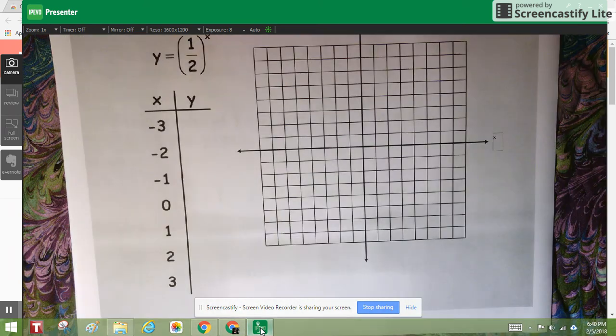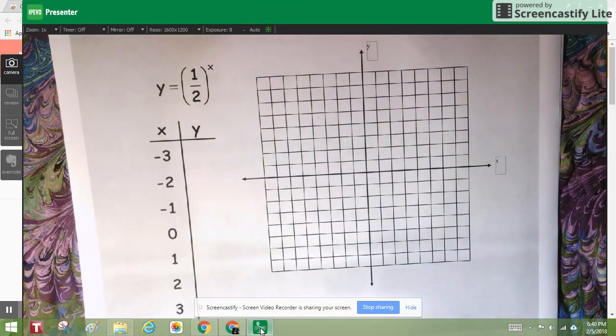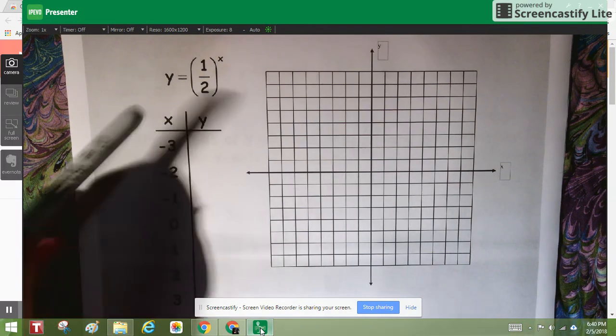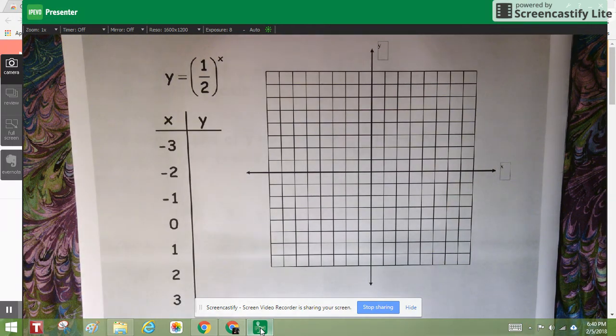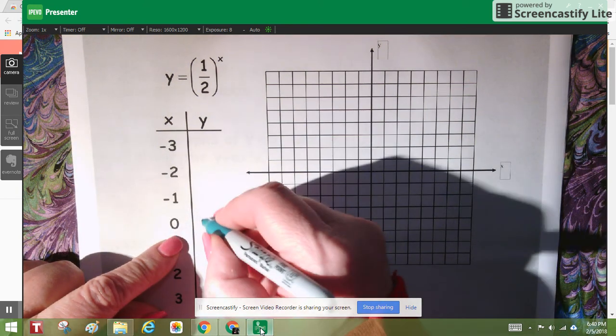Let's see what happens now if our base, however, is not a whole number, if we have some sort of a fraction here, some sort of a fraction less than 1. So again, I have my XY table. Let's go ahead and put in some values. I'm going to start here at 0. If I put in 0, I know I'll get 1.